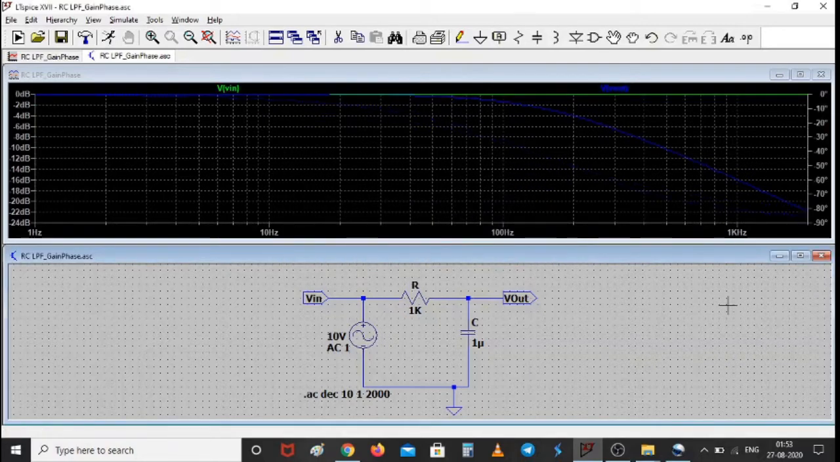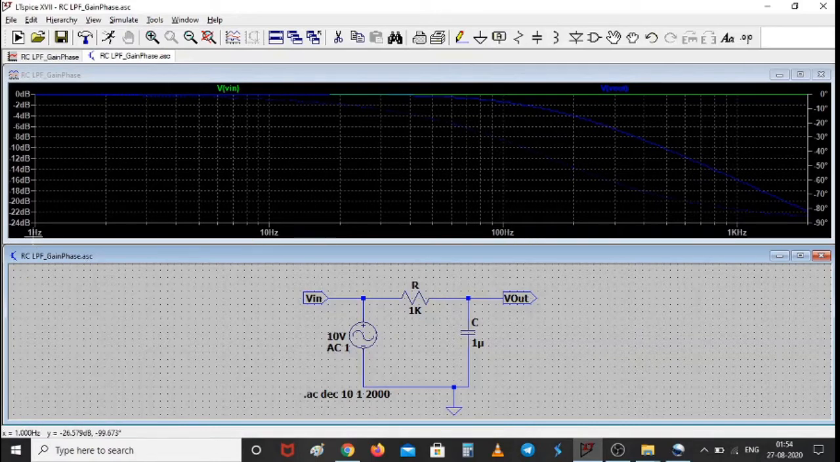Okay. Now it is somewhat meaningful, because my theta is given by minus tan inverse of f by fh. When f is infinity, my angle is 90 degrees in magnitude, so it cannot go beyond 90 degrees. So it is meaningful that my angle ends up at minus 90 degrees. Okay, so this curve is representing my magnitude response, which is exactly the same as what we have shown in our earlier classes. And this is the phase response.